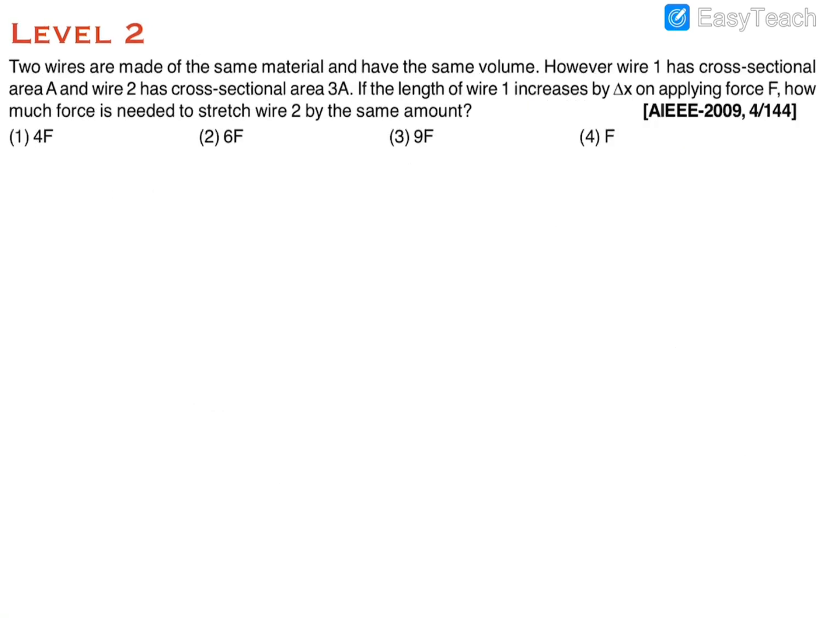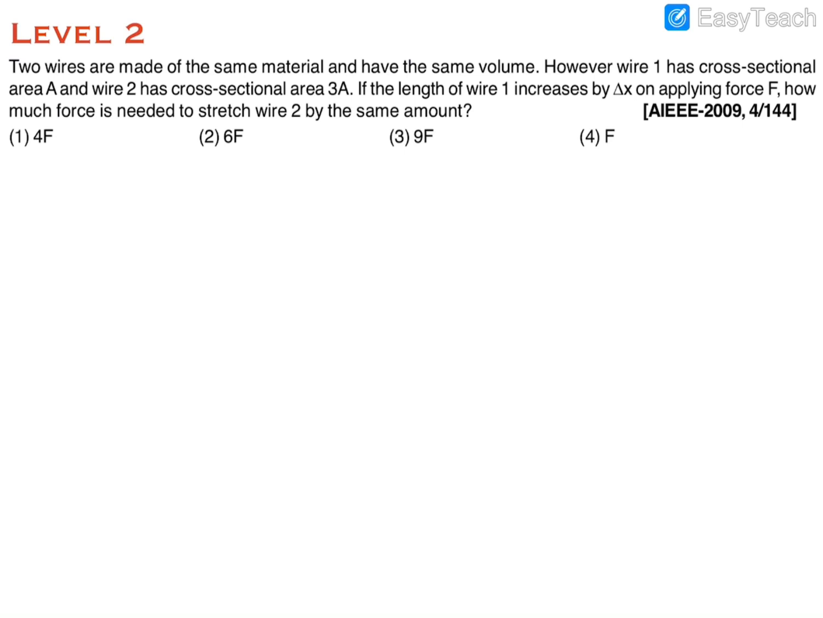In this question, there are two wires made up of the same material, and the volume of these wires is the same. Wire 1 has a cross-section area of A and wire 2 has a cross-section area of 3A. If the length of the wire is increased by delta x on applying a force F, then how much force is needed to stretch wire 2 by the same amount?